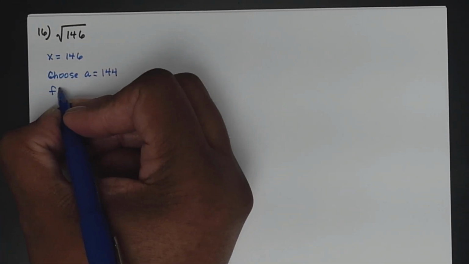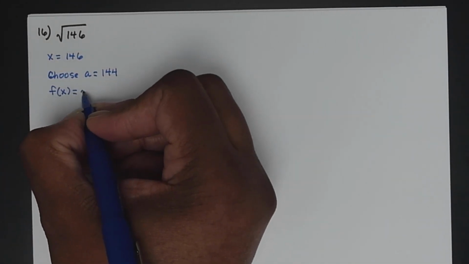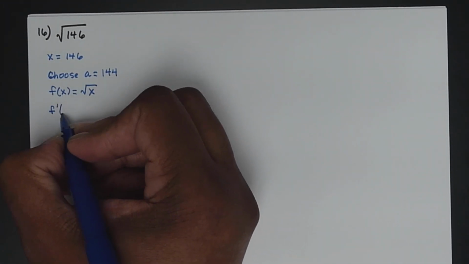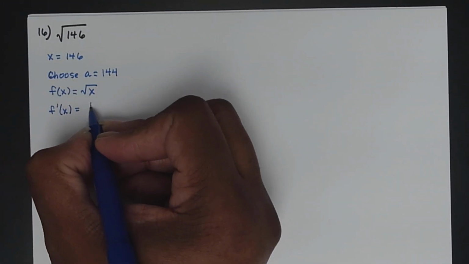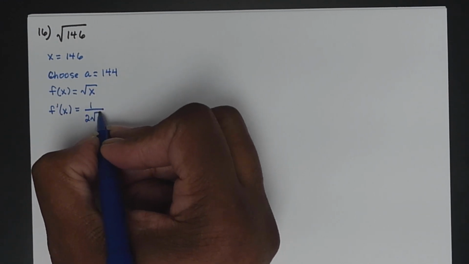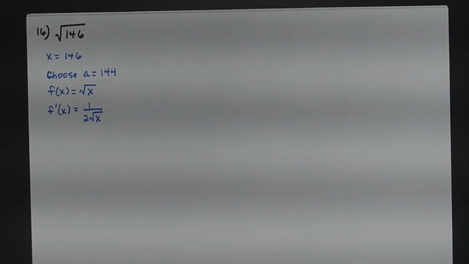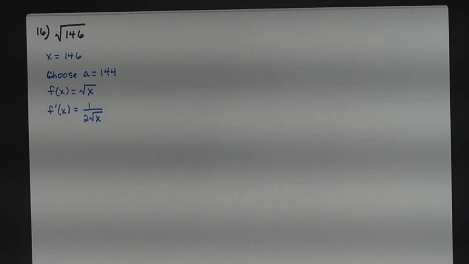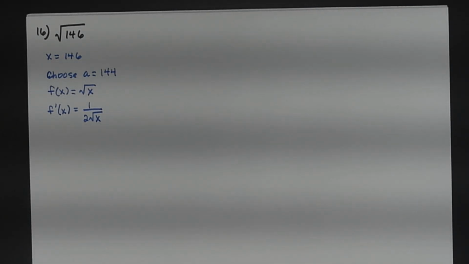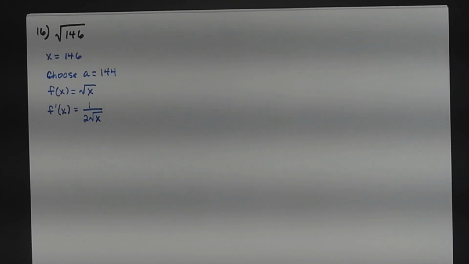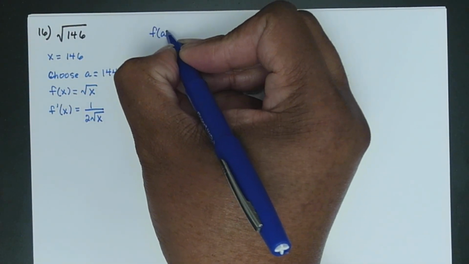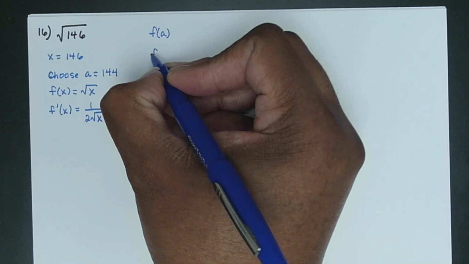Okay, so in this case here, my f of x would be the square root of x. And I can find out what f prime of x is going to be. That's going to be 1 over 2 square root of x. And in one of the problems that I did in this review for the final, the square root of x, you take its derivative, it will be 1 over 2 square root of x. All right, from here, I'm going to find out what f of a is and what f prime of a will be.